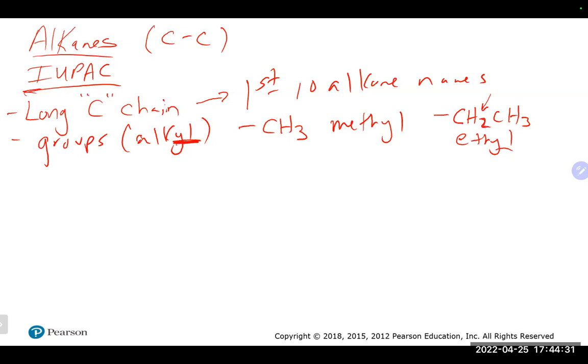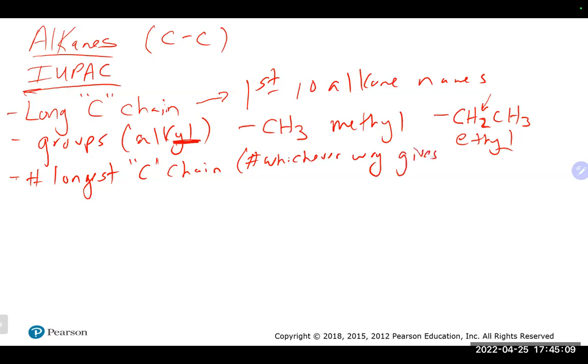Once you have the longest continuous carbon chain and the groups that are attached, and their names, the next thing is you want to number the longest carbon chain. In most cases, you'll have two ways, either left to right or right to left. The goal here with alkanes is you want to number whichever way gives the groups the smaller number. So it is the groups that are the priority here. You want to number whichever way gives the groups the smallest number.